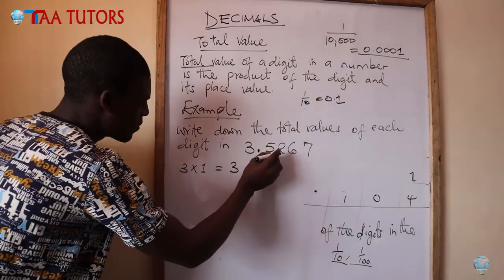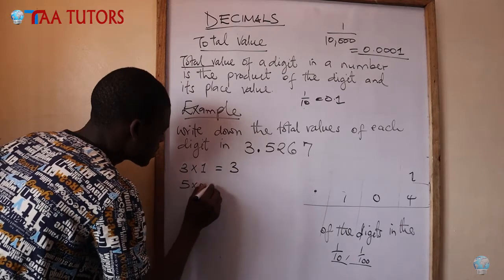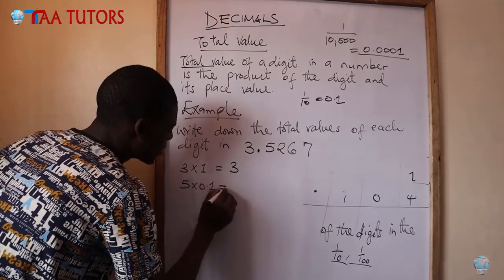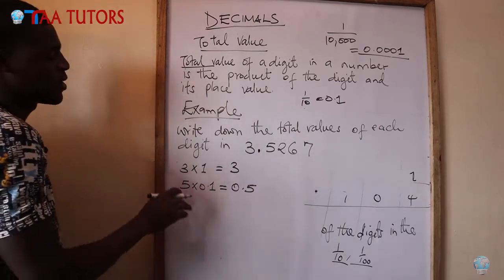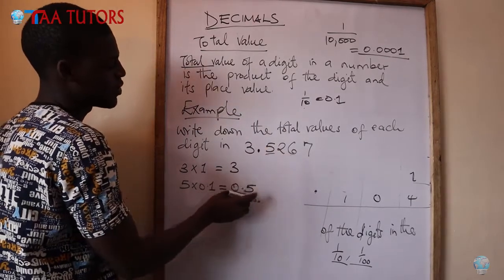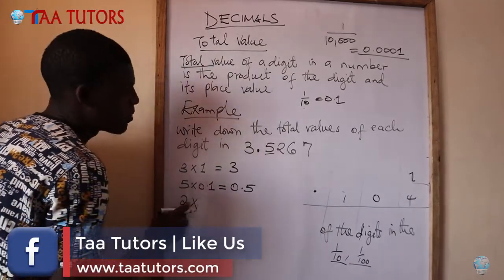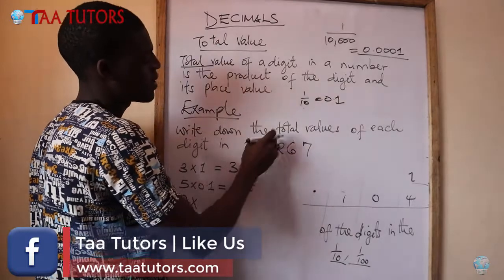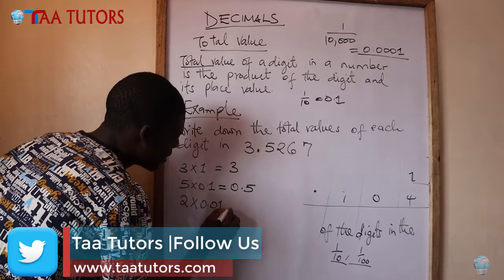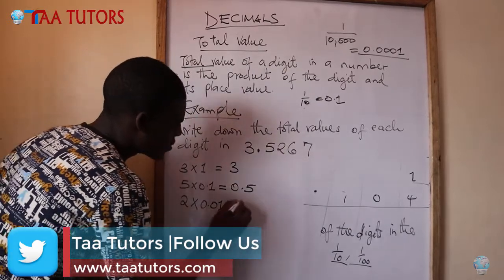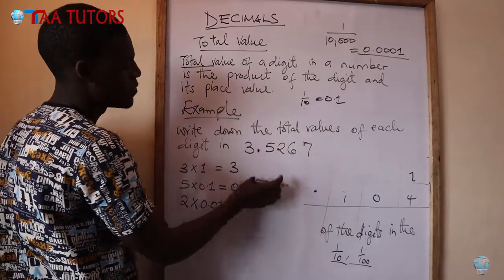So we will take 5, which is occupying that place value. 5 times 0.1 is going to give us 0.5. So the total value of digit 5 in the number is 0.5. When we move to 2, we will multiply 2 by, because 2 is occupying the place value of hundredths, 0.01. When we multiply this, we are going to get 0.02. This one now becomes the total value of digit 2.